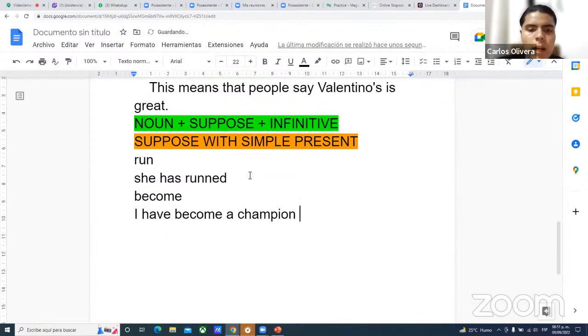Okay. So in this case it's not simple present. I want to change this here. Suppose plus infinitive is suppose with present perfect. It is not simple present. It's present perfect.